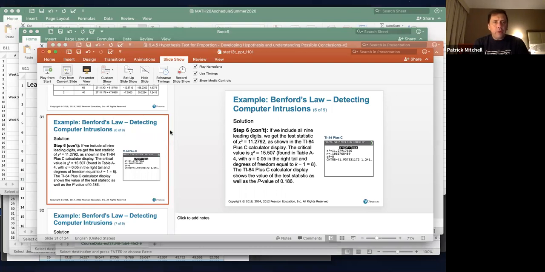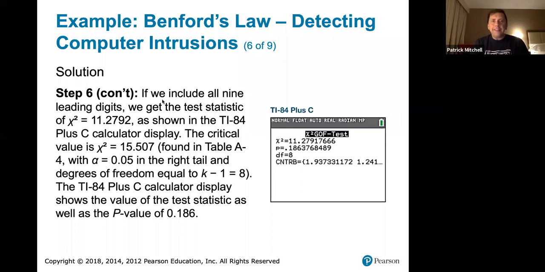All right, if we include all nine leading digits, we get the test statistic, chi-squared equals 11.2792, as shown in the TI-84 calculator display. The critical value is chi-square equals 15.507, which is found in table A4 with alpha equals 0.05 in the right tail and degrees of freedom equal to k minus 1, which is 8. Remember, in this problem, there were 9 categories. The TI-84 display shows the value of the test statistic as well as the p-value of 0.186.